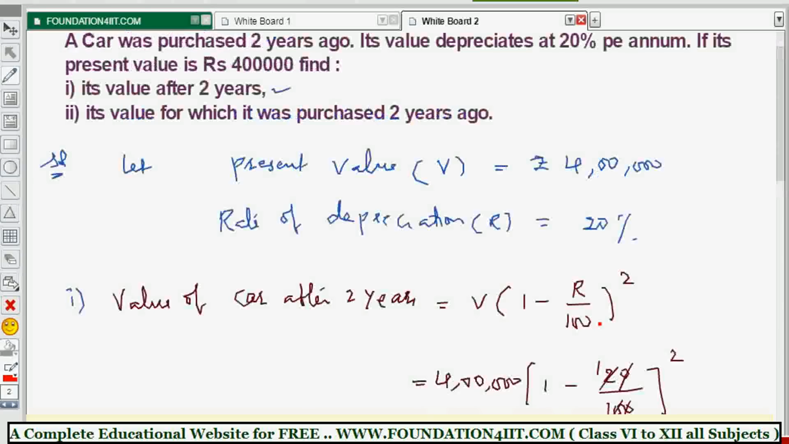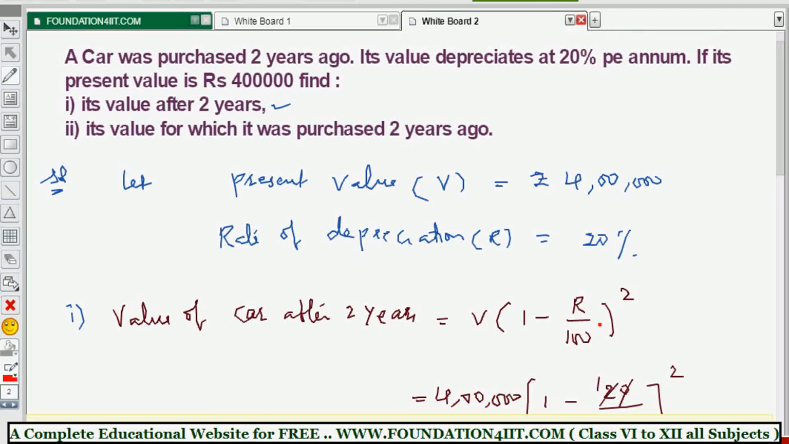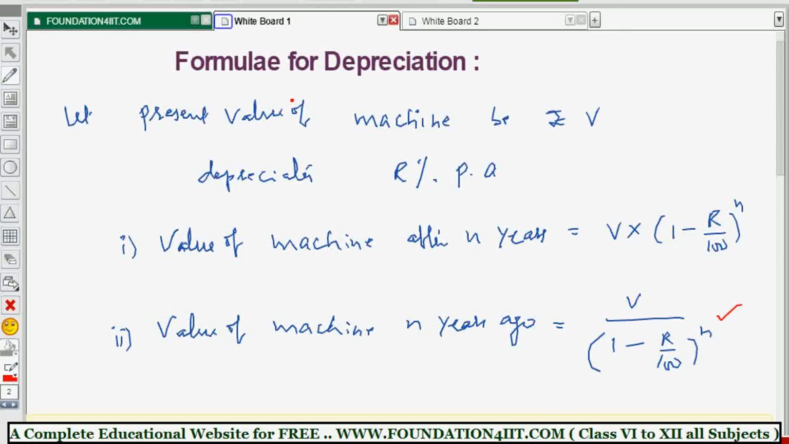So how fast is it decreasing, at what rate, to find out? These problems will use this, right? This is the formula for depreciation. If you remember this concept, we can do any type of problems. It's very simple, right?